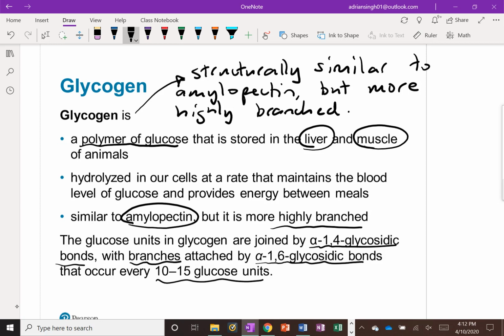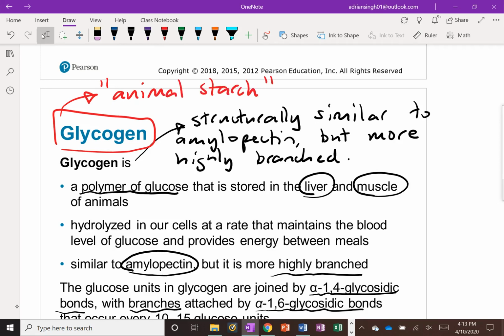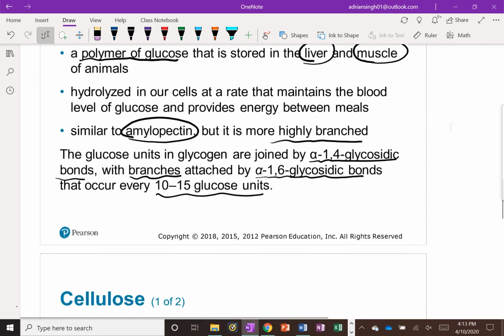Right, so glycogen is the way that we store glucose in our bodies. We don't store starch. We don't store glucose in the form of starch like plants do. We store glucose in the form of glycogen. So sometimes you will hear glycogen being referred to as animal starch. Right? It's the way that we store glucose in our bodies.